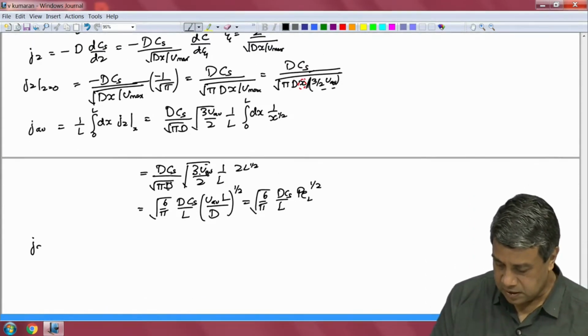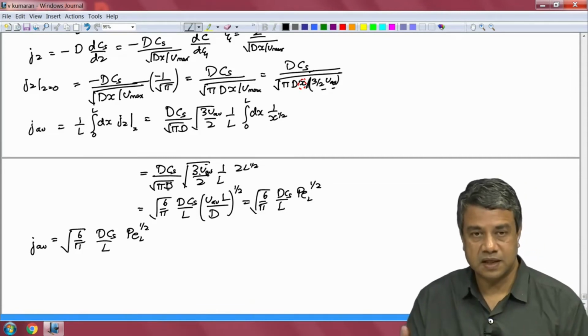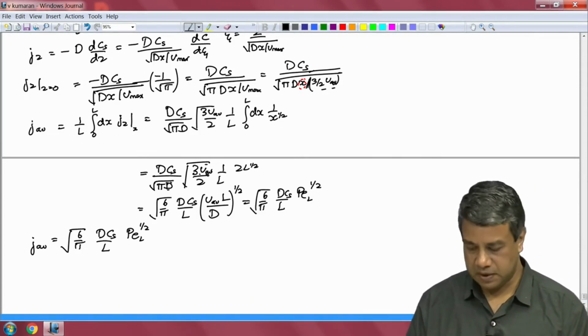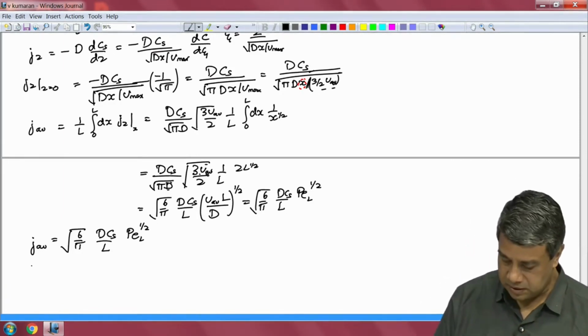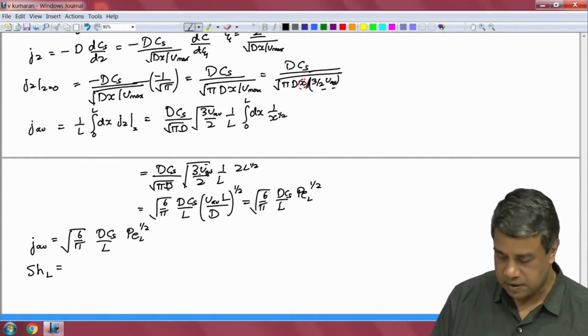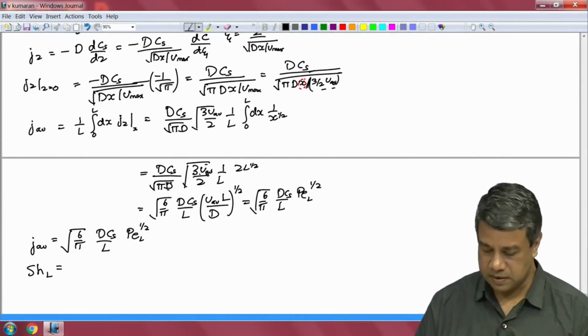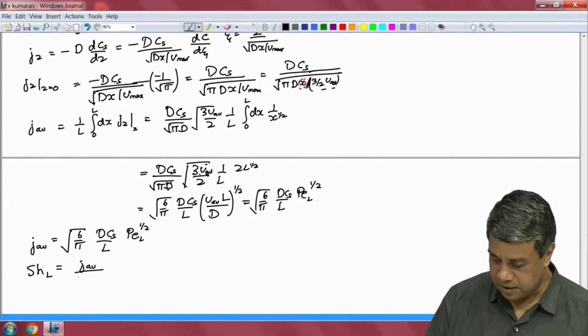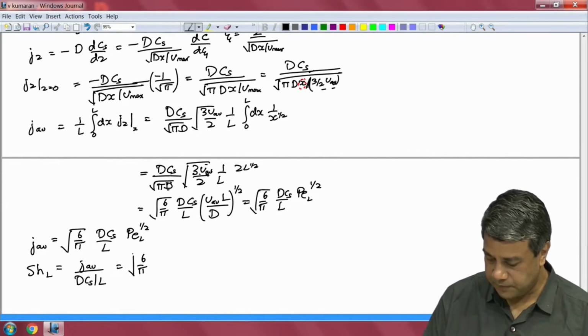J average is equal to root of 6 by pi into D Cs by L into Pe power half, the Peclet number based upon the length, not the thickness of the contactor. If I define a Sherwood number based upon the length, recall that the Sherwood number is the scaled flux. The Sherwood number is the scaled flux, J average by D Cs by L. This is equal to root of 6 by pi times Pe_L power half.